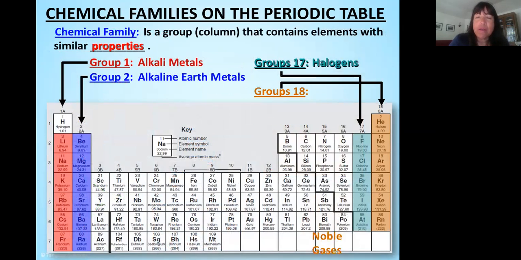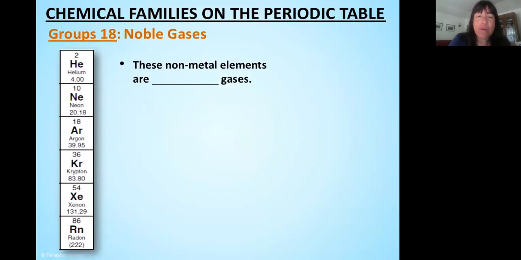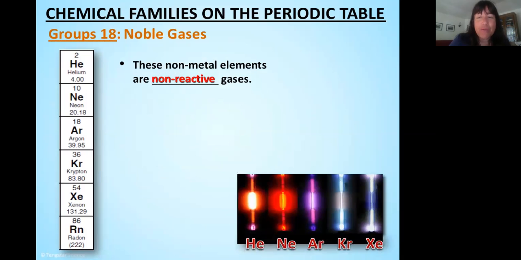Please write in the noble gases, also called inert gases, but we call them noble gases now. And just like nobility, they do not want to mix with the riffraff of the rest of the periodic table. No, they do not. These non-metal elements are non-reactive gases. They're very stable. You're not going to believe why. I mean, you probably already know. You probably guessed it, but we'll wait till we get there.